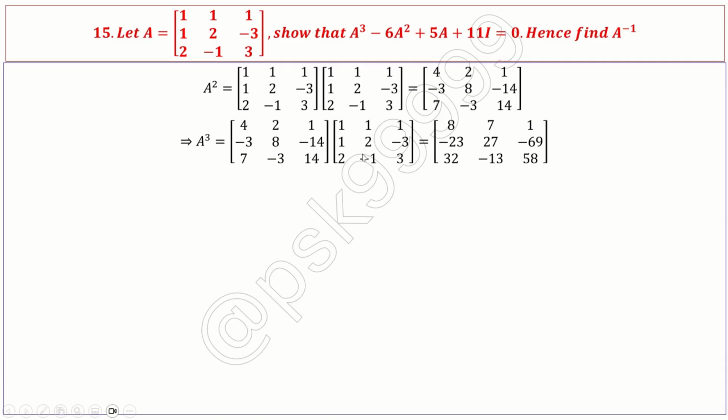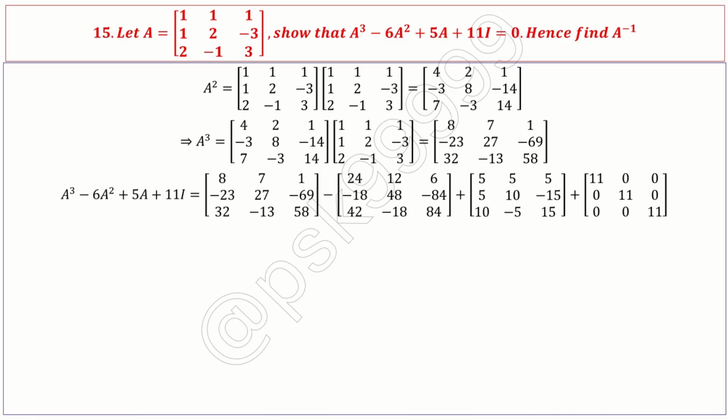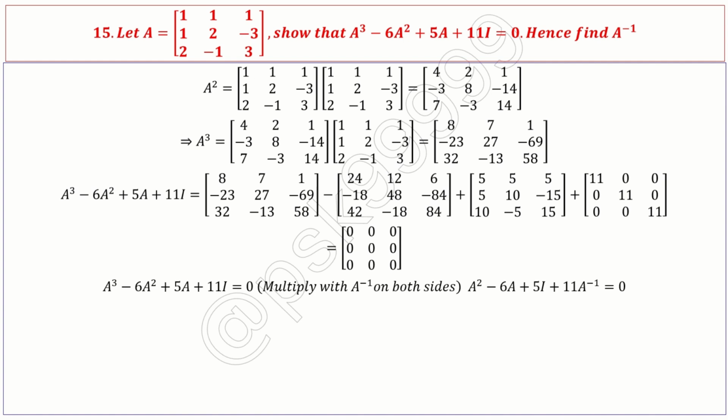Now you have A cube, you have A square, you have A, you have 11I already. So what else you need? You just need to sum up the equation and cross check, you will get 0. So in fact this is a true valid equation. Once you know that this equation is valid, you multiply both sides with A inverse first, so you will get A square minus 6A plus 5I plus 11 A inverse equal to 0. From this I can find out my A inverse.